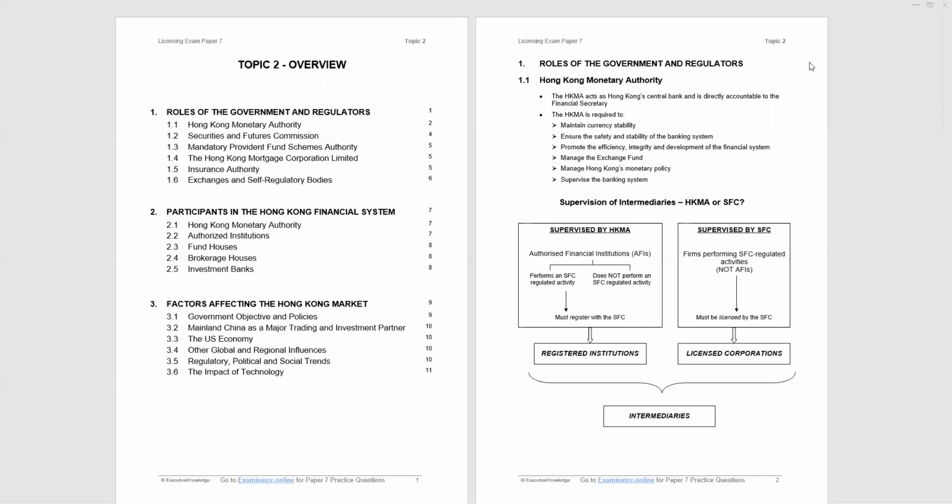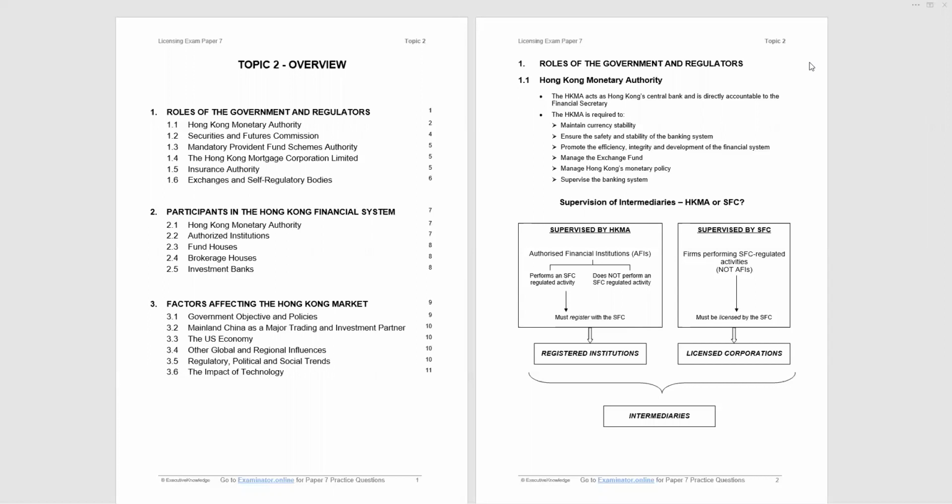Okay, let's start by looking at roles of government and regulators. And the first regulator we come to, the Hong Kong Monetary Authority, the HKMA, which is Hong Kong's quasi-central bank. And as we list there, HKMA is required to maintain currency stability, ensure safety and stability of the banking system. So the focus is on the banking system. Promote efficiency, integrity, development of that system. Manage the exchange fund. Now, the exchange fund holds all the US dollars that back the Hong Kong dollar.